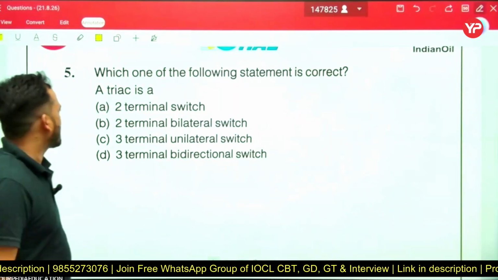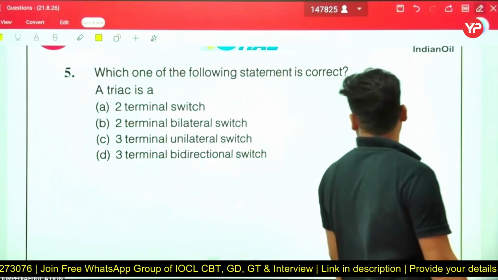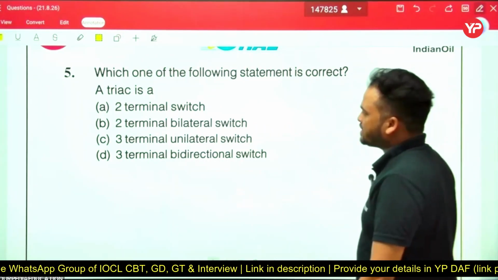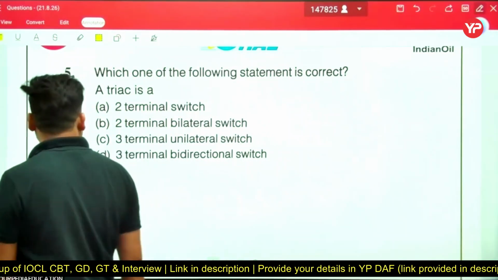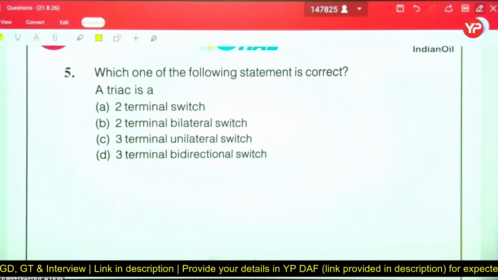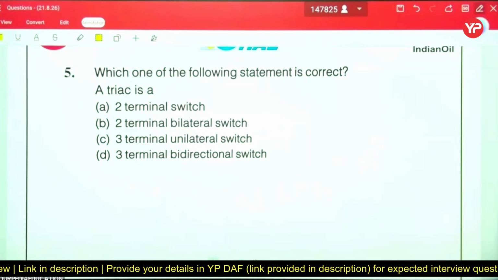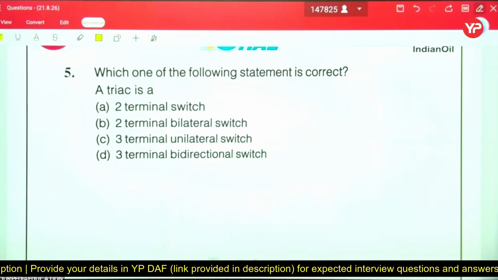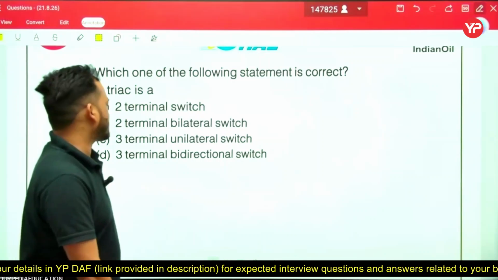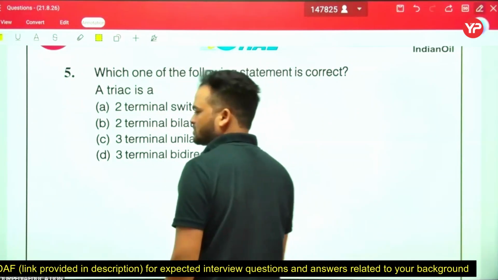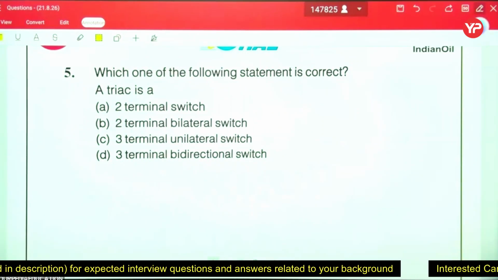Next, which one of the following statements is correct? A triac is a two-terminal switch, a two-terminal bilateral switch, a three-terminal unilateral switch, or a three-terminal bidirectional switch. Tell me the answer. Very simple.